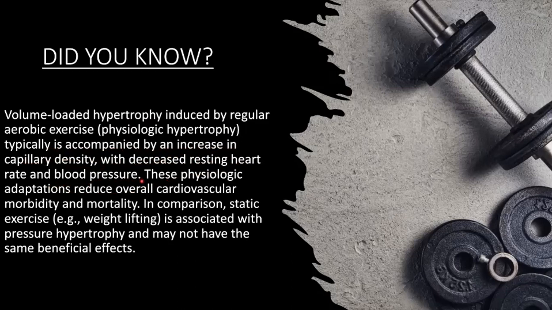So for a normal person, we see that the number of heartbeats per minute is 72, but those people who participate in regular aerobic exercise, you might note their resting heart rate is 65, 60, and also their blood pressure is low. And this physiologic adaptation will reduce overall cardiovascular morbidity and mortality.